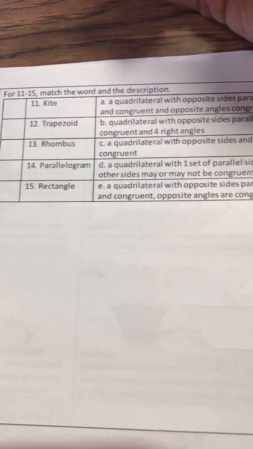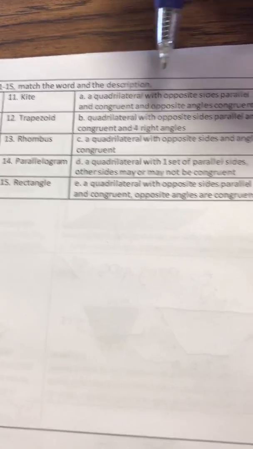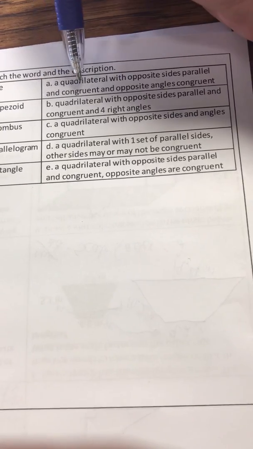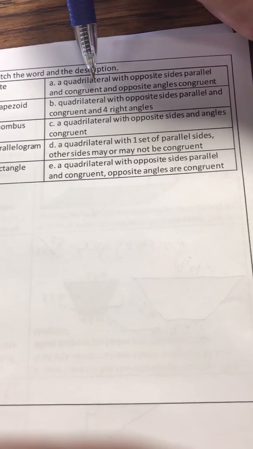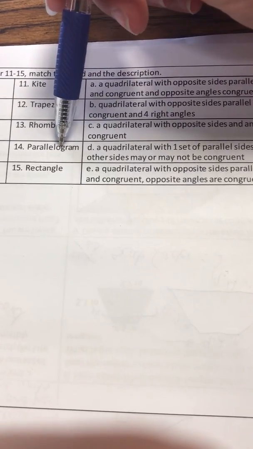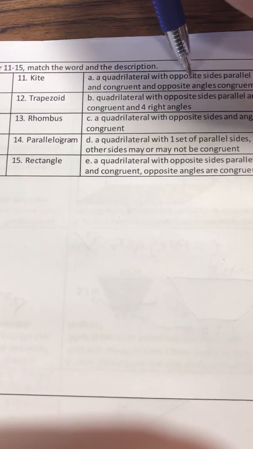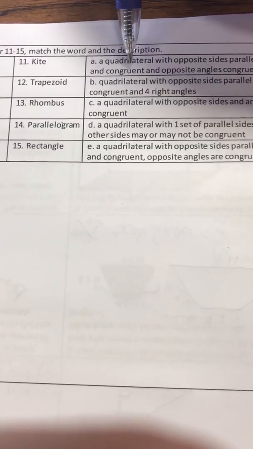11 to 15 are matching. So, number 11, a kite. Actually, for these, we're going to go backwards. We're going to look at the description and then see which word fits. Part A says a quadrilateral with opposite sides parallel and congruent and opposite angles congruent. That says parallelogram. Because it says only that the opposite sides are parallel and congruent. It doesn't say all sides are congruent, just opposite sides. So A goes with parallelogram.